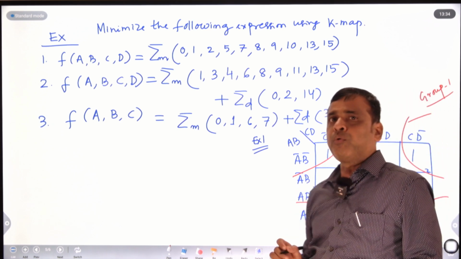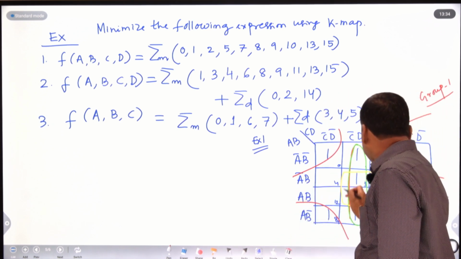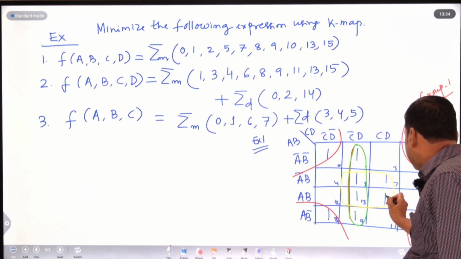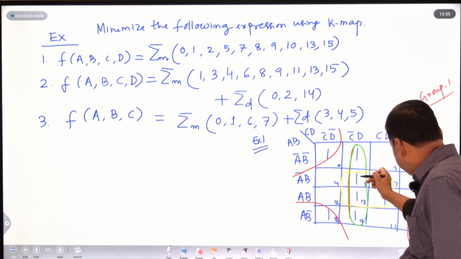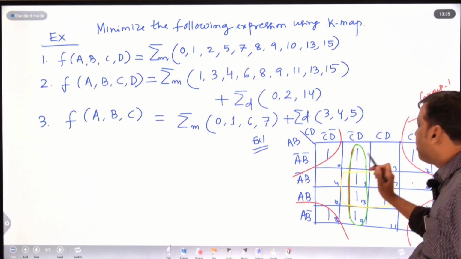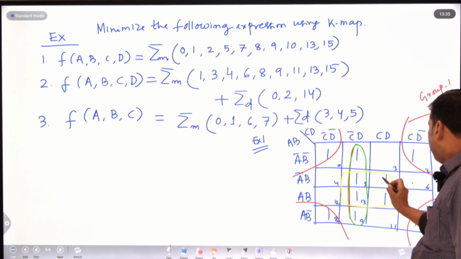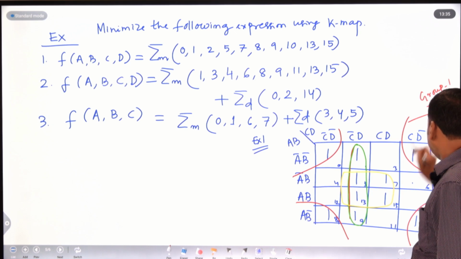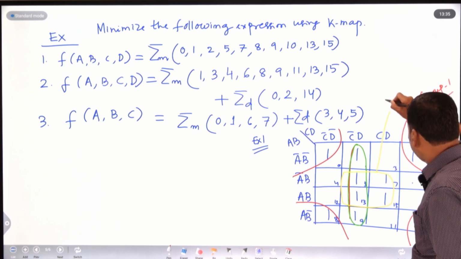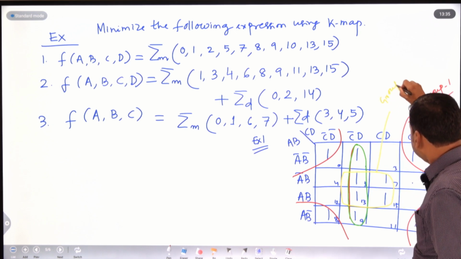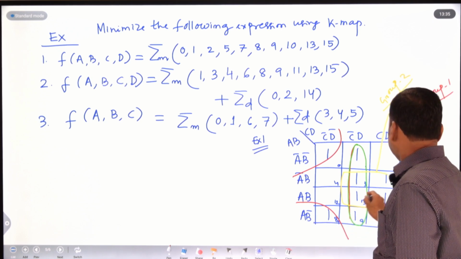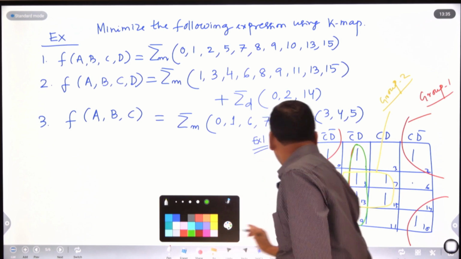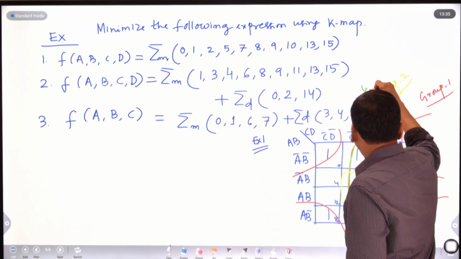We will form a quad with 4-1s. If 3-1s are covered with another group and one is left, using this 3-1, I can form a group. Okay, if we group this, let this be your group 1, this be your group 2, and this be your group 3.